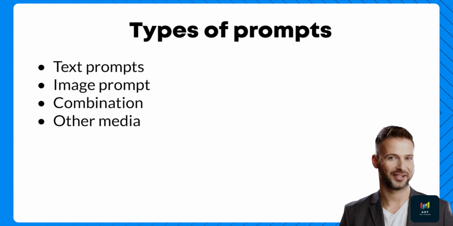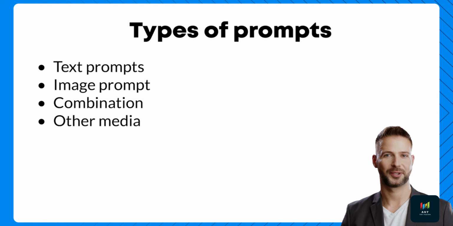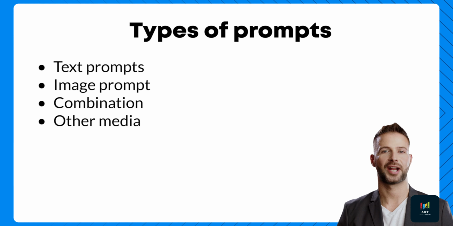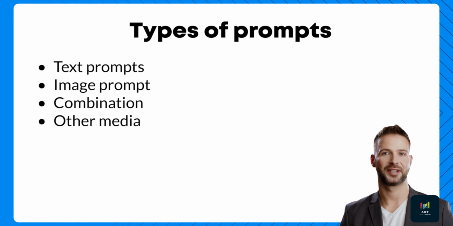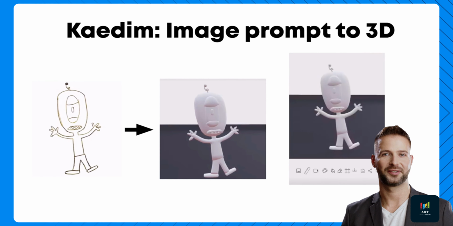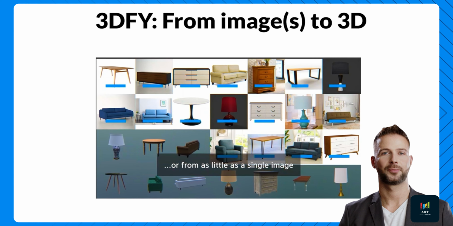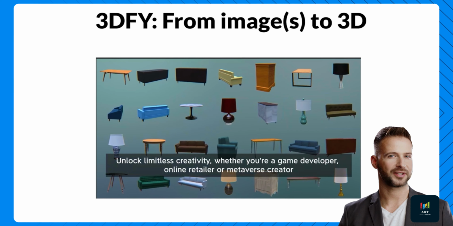Now let's look at different types of input or prompts you can have. Most generative AI models use text prompts. You explain what you want in text, but a prompt could also be an image or a combination of different media types. It is, for instance, slowly getting possible to create 3D models based on one or more 2D images, for instance with the KDIM app, as you can see here, where a 2D drawing is transformed to a 3D model, or with 3Dify that can generate 3D models of furniture based on one or more pictures.